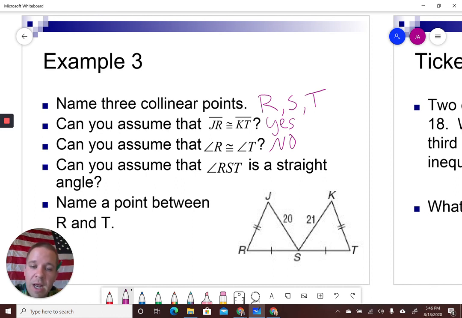Can you assume that angle RST is a straight angle? We can assume, if it looks it, that it's a straight angle. If it's a straight looking line, we can assume that one. And name a point between R and T. Well, since R, S, and T are collinear, because we assumed it was a straight line or straight angle, S is going to be between R and T. Cool? Wonderful.